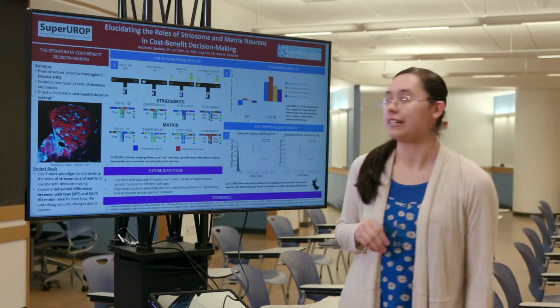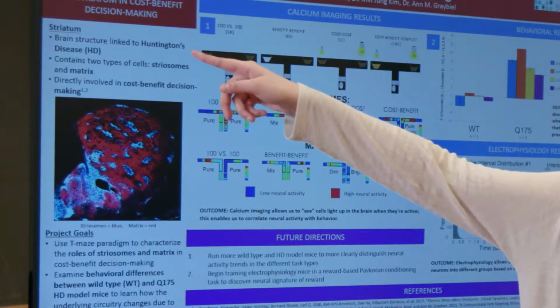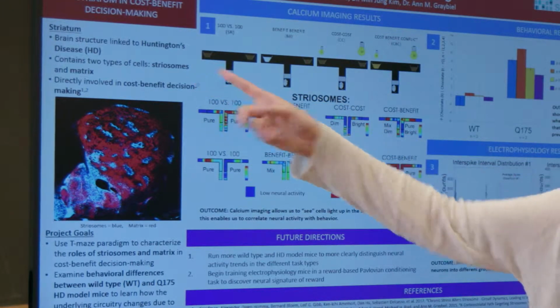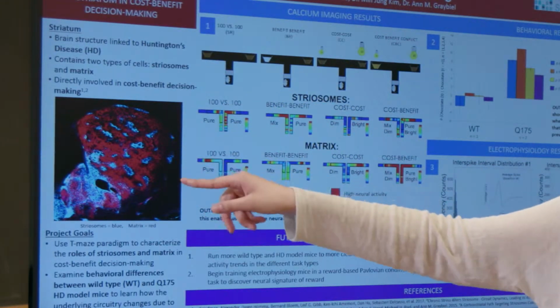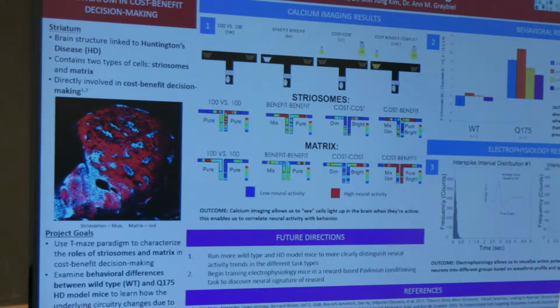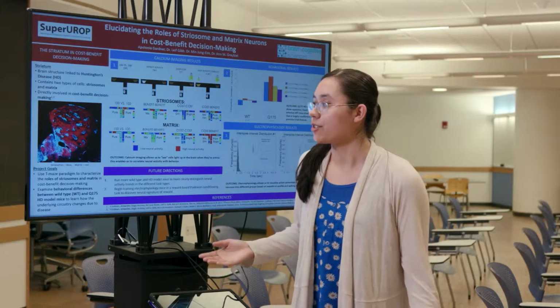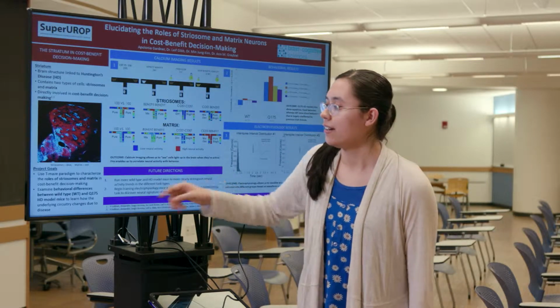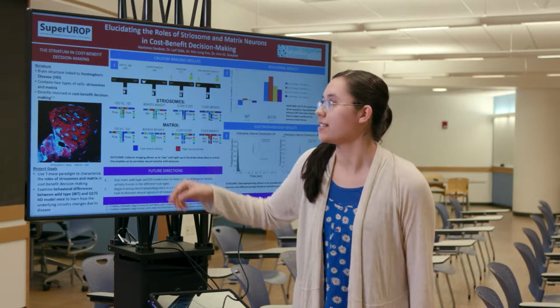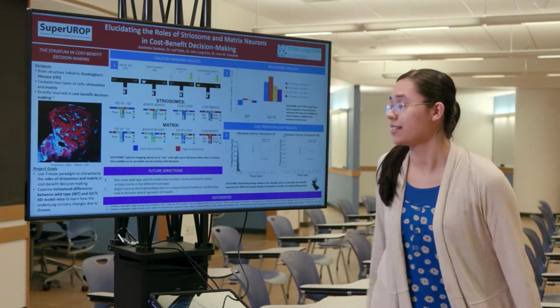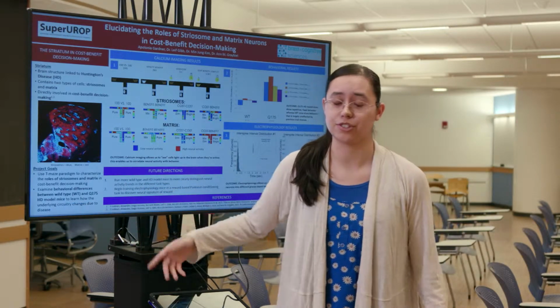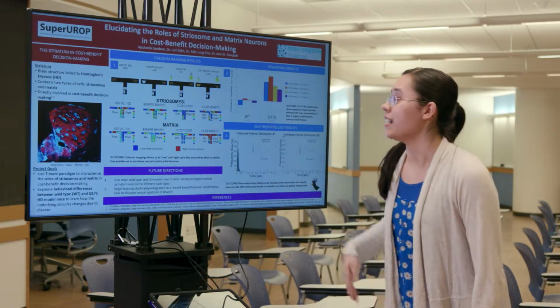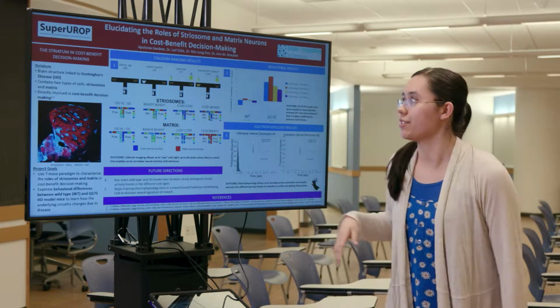So there are three things you need to know. The striatum is a brain structure linked to Huntington's disease. It contains two types of cells, striosomes and matrix cells, and it's directly involved in cost-benefit decision-making. And so the goals of my project are to characterize the roles of these two cell types in decision-making, and also to run wild-type and Huntington's disease mice through these behavioral studies to figure out if there's an underlying circuitry change in Huntington's mice. And so I'll first talk about my calcium imaging results.